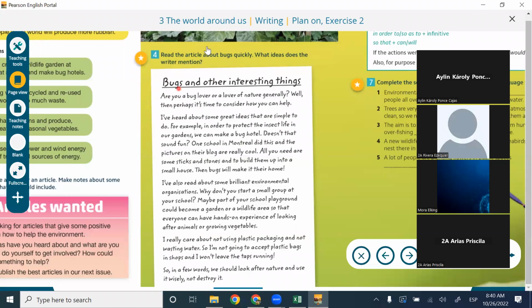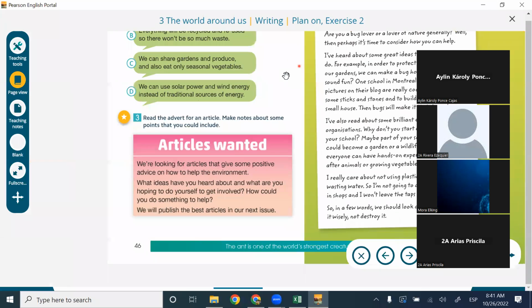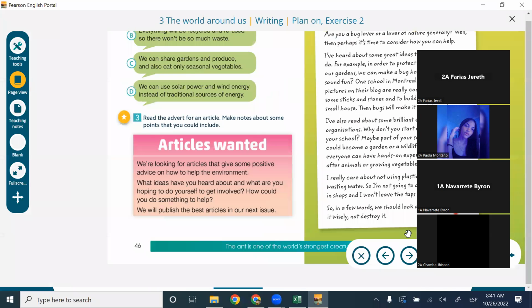But I need to know, what is an article? Specifically in this case, what is the article about? Byron, Paola Montaño, activity number 3.